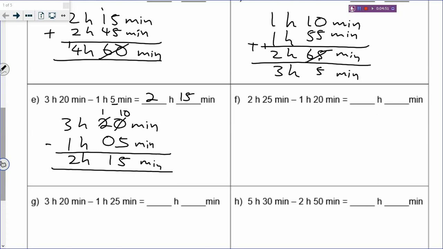Another example, 2 hours 25 minutes, and you minus 1 hour 20 minutes. So this is easy to subtract.